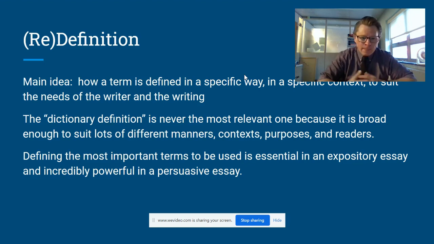Defining the most important terms to be used is essential in an expository essay and incredibly powerful in a persuasive essay, right? So, again, we've always got to have a clear understanding of what our terms are. The question is, are we defining those for our own purposes, or can we actually make some progress towards proving a point of our own, given the definition of them?